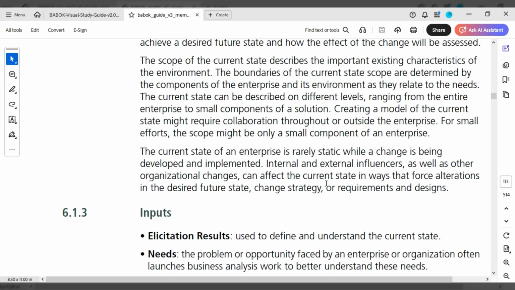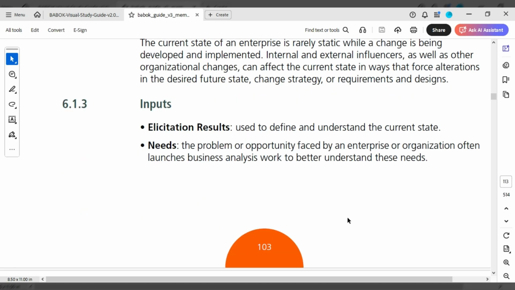The current state of an enterprise is rarely static while a change is being developed and implemented. Yeah, things change. You can wake up tomorrow and they say, oh, we are no longer doing this policy, we are taking this out, or this policy no longer applies. So things change. Internal and external influencers, as well as other organizational changes, can affect the current state in ways that force alterations in the desired future state, change strategy or requirements and design. So be on the lookout.